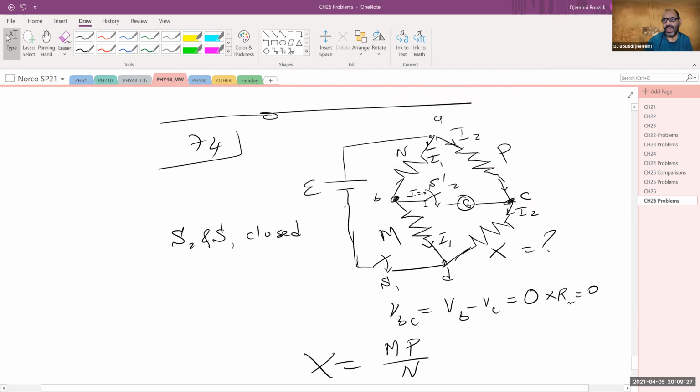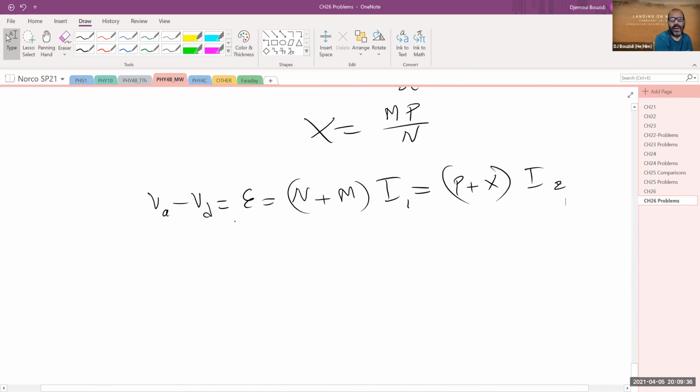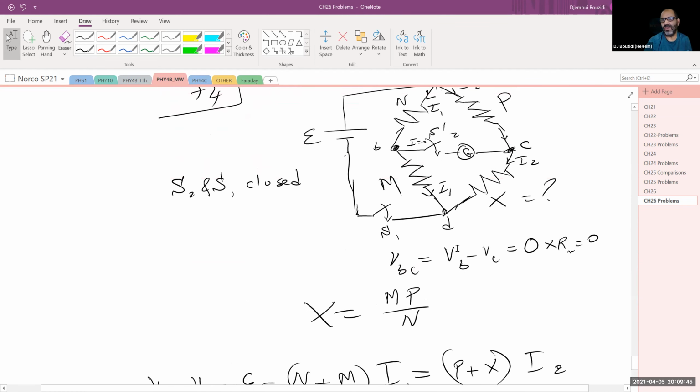Now, since these two potentials are the same, what I'm going to do in here is calculate VB minus VA, which is the same thing as VC minus VA. The reason why I'm saying that is because VC is equal to VB. VB is equal to VC.